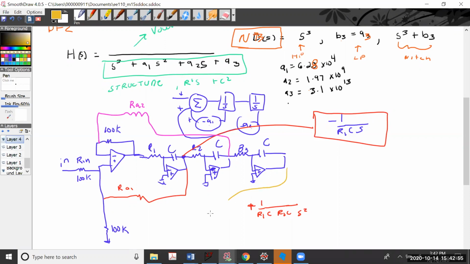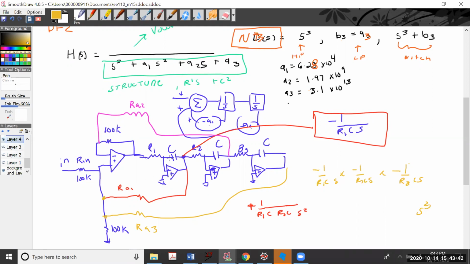And in a similar fashion, I get this. Because this node is minus R1CS times minus 1 over R2CS times, I gotta move the chat box, minus R3CS. Minus times minus is positive, times minus is negative. It's already negative. This gives me my S cubed. I get R1, R2, R3, okay? So I need to bring it in on this side.